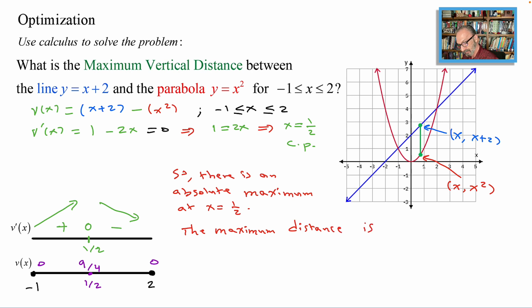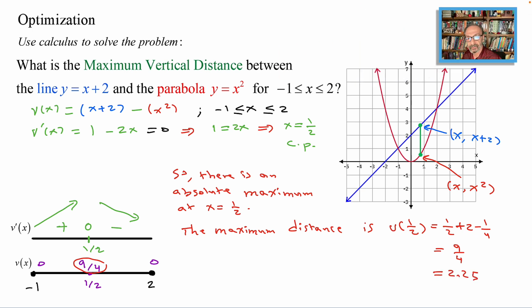is v of 1/2, which is 1/2 plus 2 minus 1/4, just by plugging that in v of x. So 1/2 for x, and x to the second will be 1/2 squared, which is 1/4. Finishing this, I end up with 9/4, as I showed you down below. That's the maximum, which is exactly 2.25.